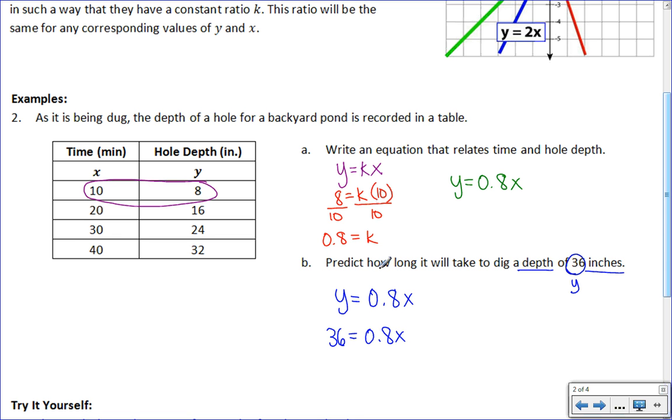And we're predicting how long. What we're solving for here is x, which is minutes. That should answer the question of how long. So we'll divide both sides by 0.8. And 36 divided by 0.8 is 45. So it will take approximately 45 minutes.